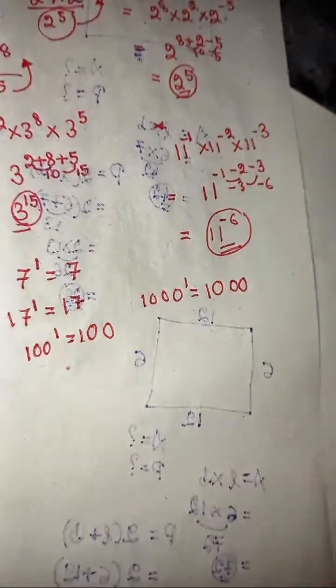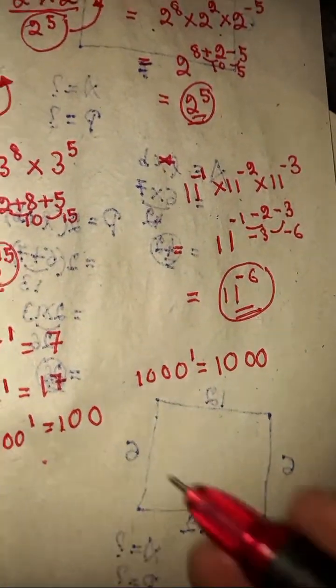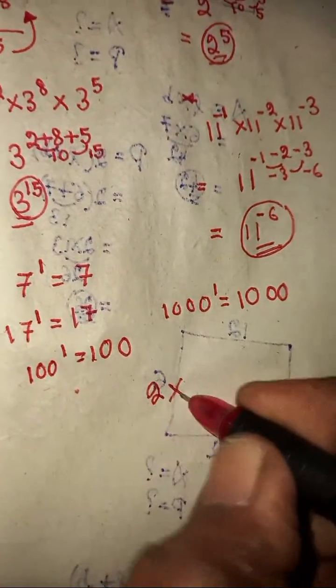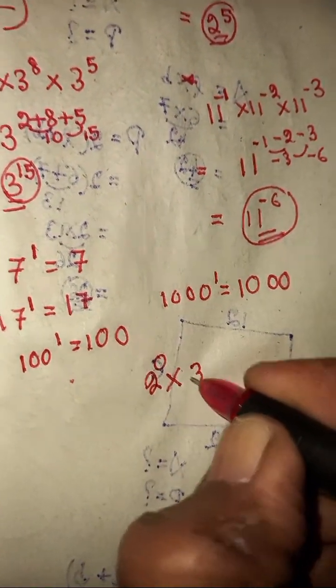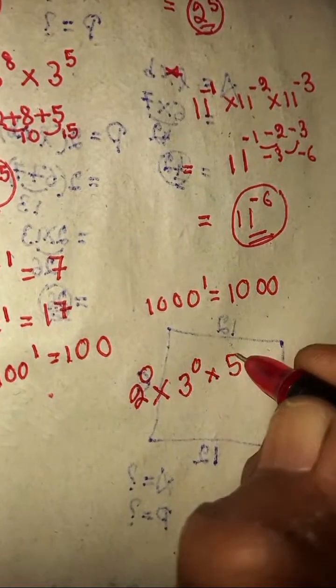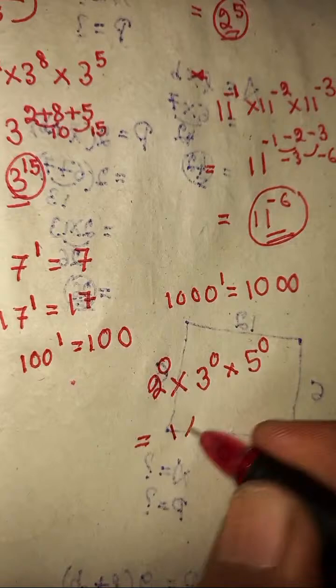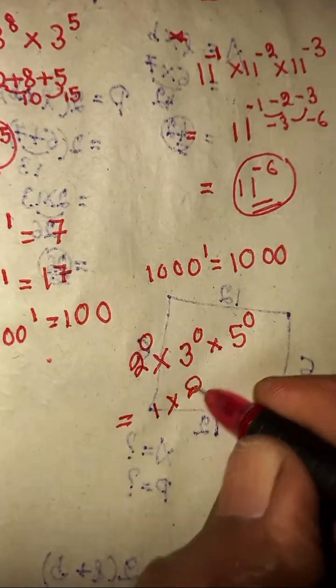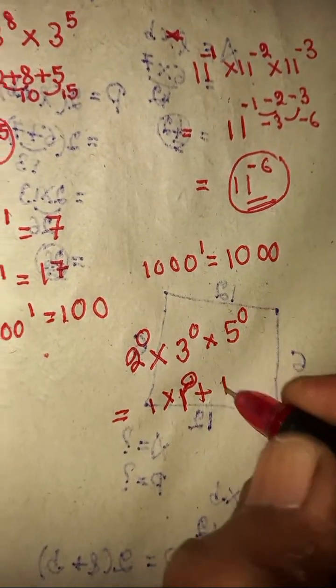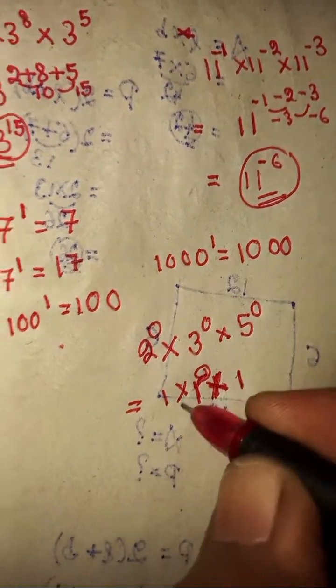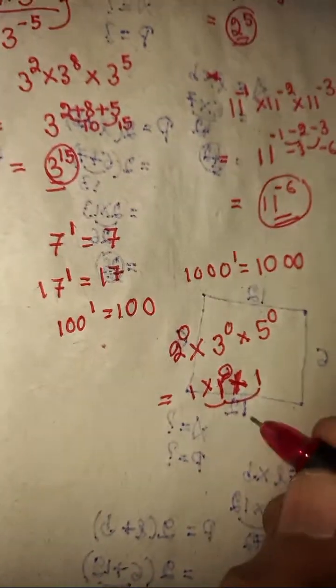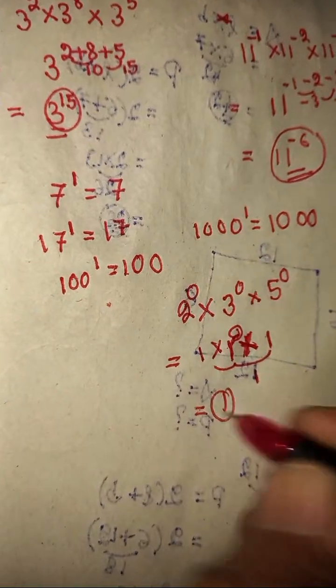Let's take even one more problem. Here they give 2 times 2 power of 0 times 3 power of 0 times 5 power of 0. Here also 2 power of 0 is 1, 3 power of 0 is also 1, and 5 power of 0 is also 1. When they all multiply, 1 times 1 times 1, it remains just 1.